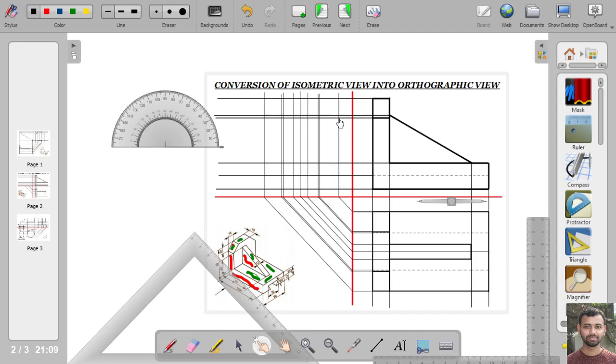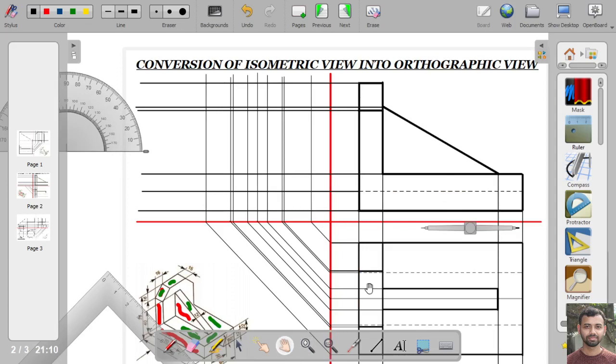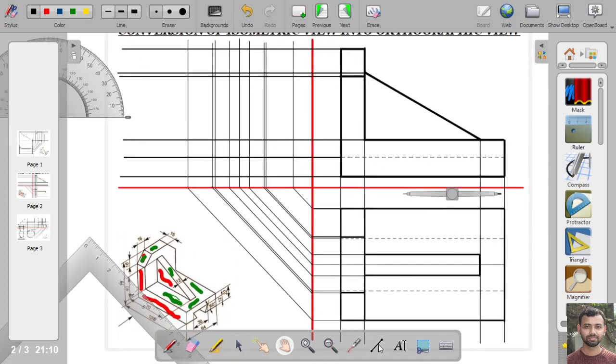Before drawing this portion, at first we will draw this part, these two lines. We will draw these two lines, then it will be easier for you. So at first we will mark these two portions, this line and this line. So this is the projection line. This is one point, and this is another projection line, so this one will be another point.